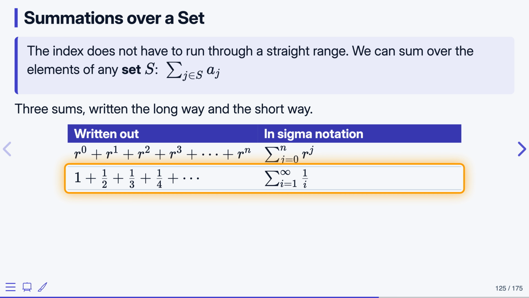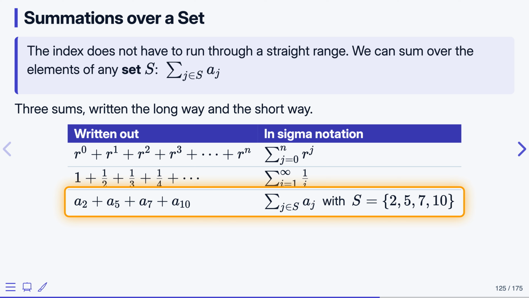Line 2. 1 plus 1/2 plus 1/3 plus 1/4 going on forever. The index starts at 1 and never stops, so we write the sum from i equals 1 to infinity of 1 over i. Infinity on top means the sum never ends. Line 3. a sub 2 plus a sub 5 plus a sub 7 plus a sub 10. These indexes do not form a range, so we name the set instead. Let S be 2, 5, 7, and 10. Then we write the sum over j in S of a sub j.